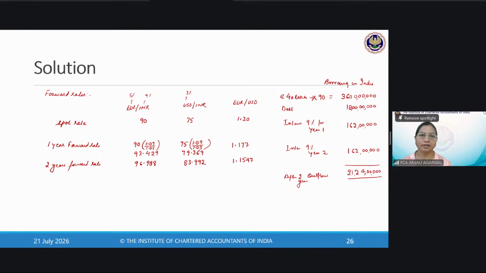Okay. You may get some different answers if you use directly here 1.20 into the rates in Europe and USD, or if you first take USD by INR, then Euro by USD, and so on. So you might get some small differences because of the decimals. That is okay.